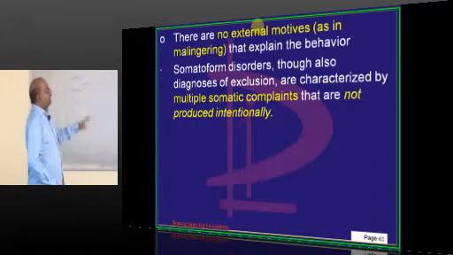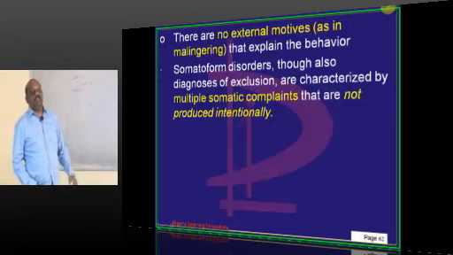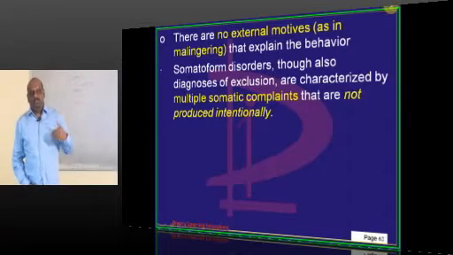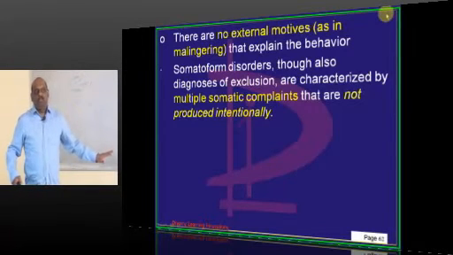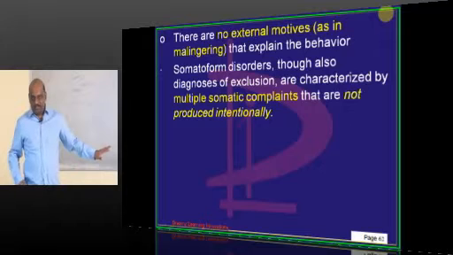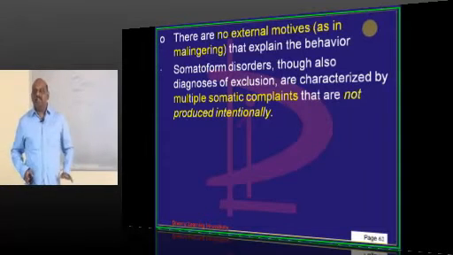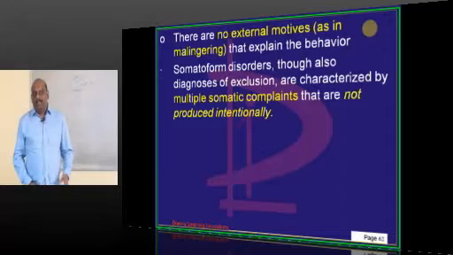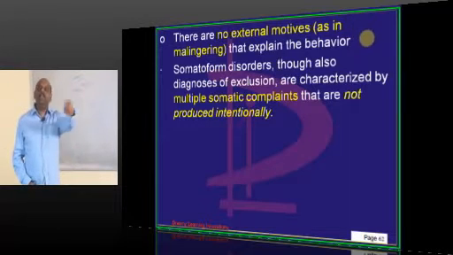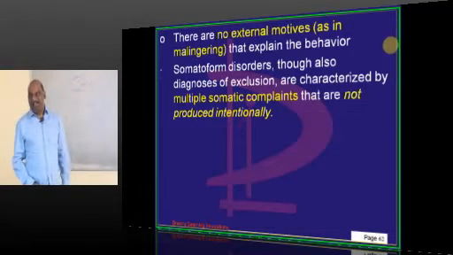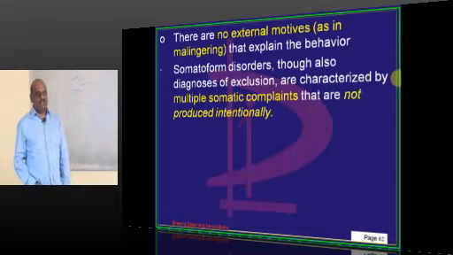Similarly, factitious disorder is not like that. There is no external motive. They just want to present that they are suffering from some sort of sickness and they will emulate the symptoms of it. But the reason behind doing that is not any external motive. That is the difference between malingering and factitious disorder.